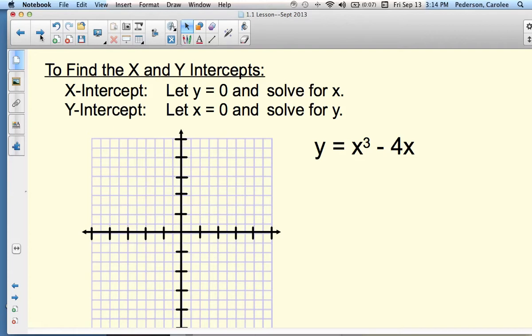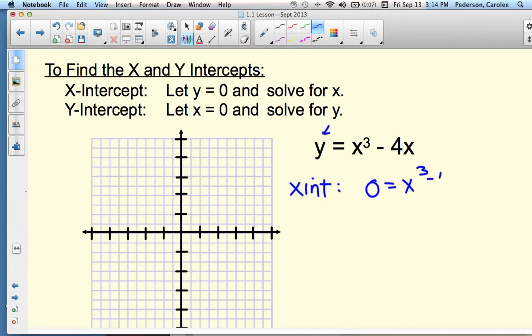And that's usually the easier one. So let's start off with this equation, y equals x cubed minus 4x. And we want to find out what are the x and y intercepts. So let's start with the x-intercept. Where does it touch on the x-axis? So we're going to let y equal 0. So we say 0 equals x cubed minus 4x. We want to find out what x is.